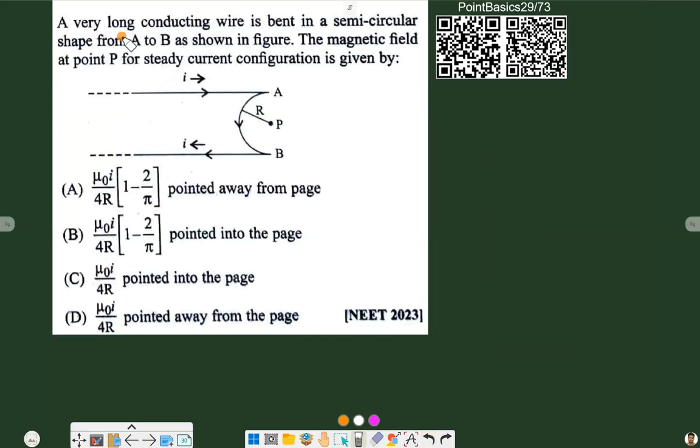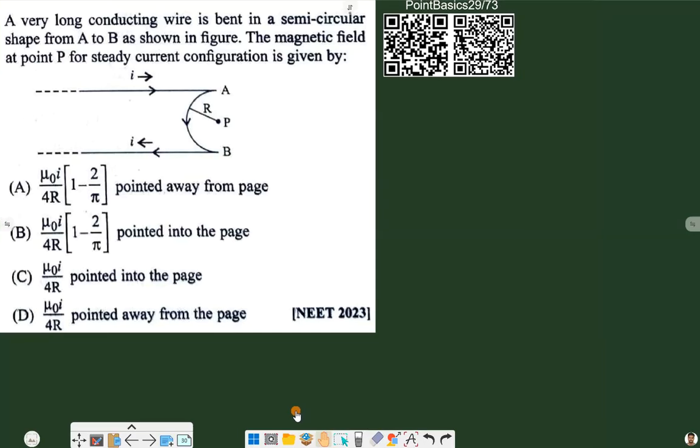A very long conducting wire is bent in a semicircular shape from A to B as shown in the figure. Magnetic field at point P for steady state configuration will be given by? So we have to find the magnetic field at point P. Let's divide this diagram into some parts so that we can deal with them individually. Here we have an arc AB and a conductor at A and B. So let's say this is conductor AD and this is conductor BE.